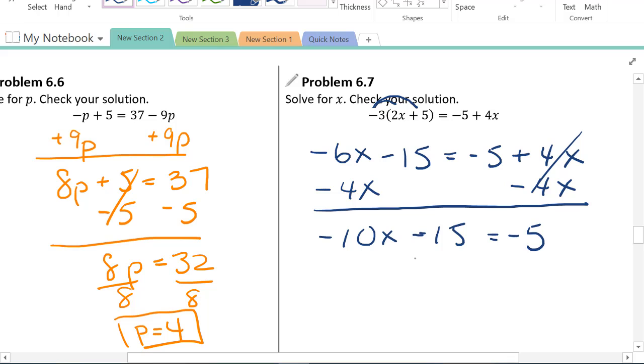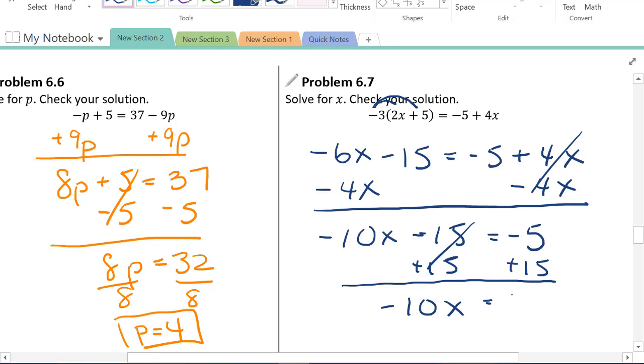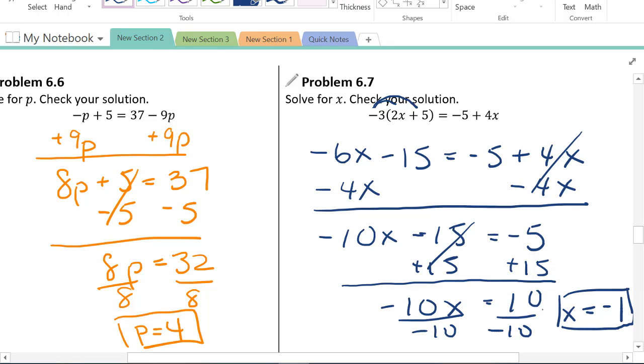And then I'm going to plus 15 to both sides. Okay, and then that's going to give us negative 10x. Right, that's going to cancel out. I get negative 10x equals 10. Negative 5 plus 15 is 10. Divide both sides by negative 10. So x is going to equal negative 1. Okay, right, this cancels out. And then you get 10 divided by negative 10, so we get negative 1. Okay, let's continue.